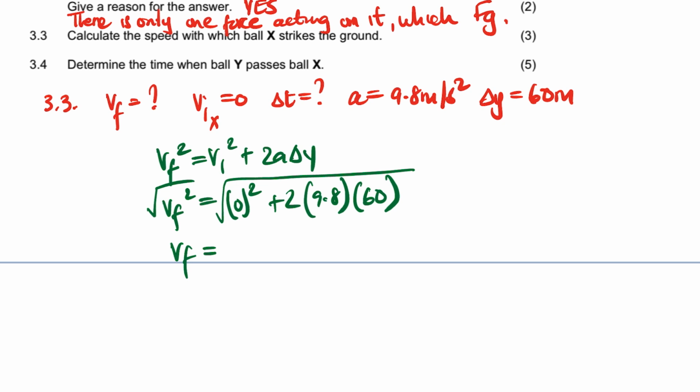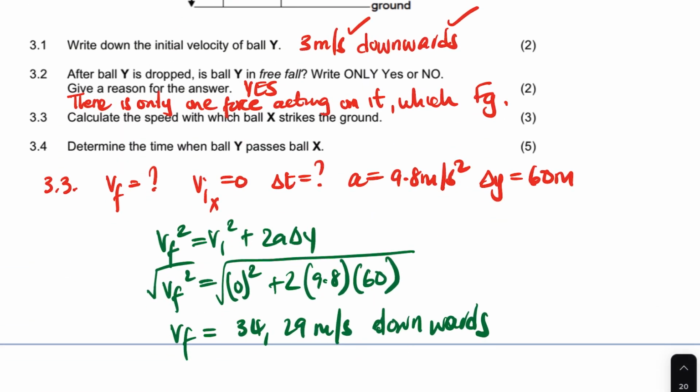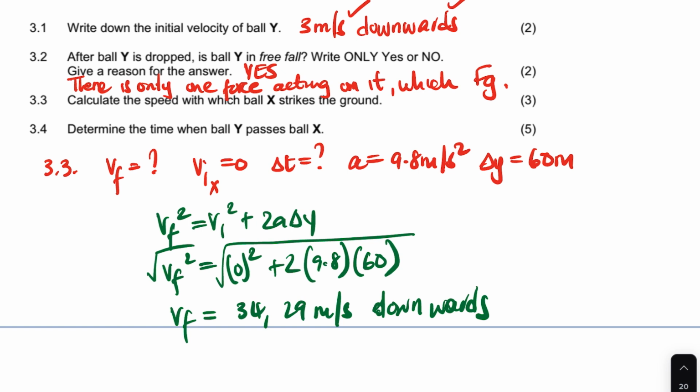It's 34.29 meters per second, and it's going where? Downwards. It's downwards, right? Now we know the velocity that ball x is going to reach the ground with. Now 3.4 says, determine the time when ball y passes ball x.